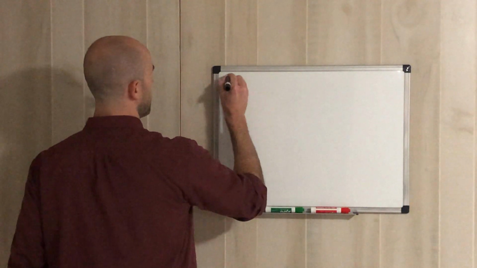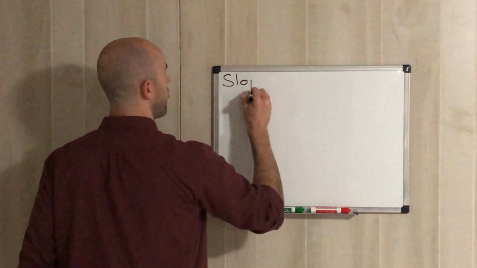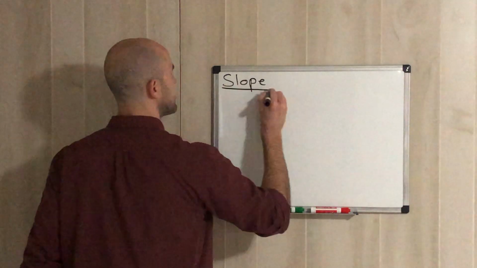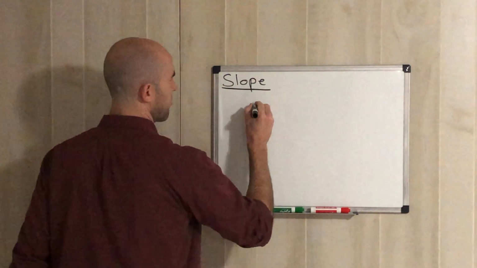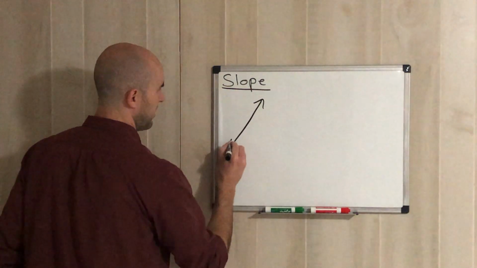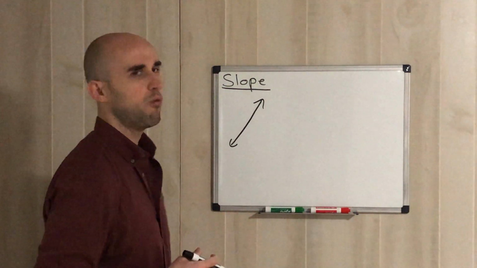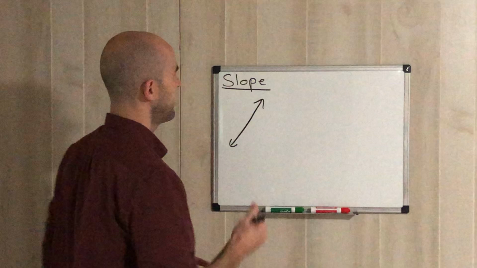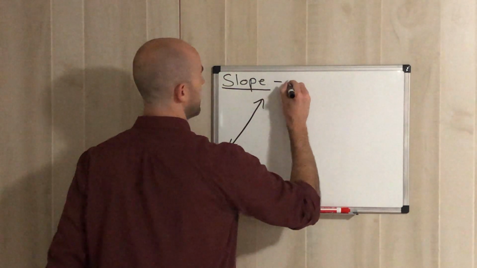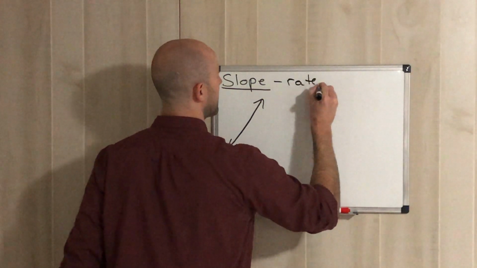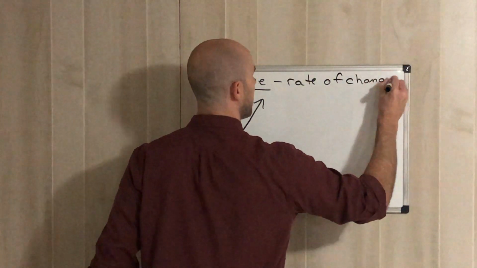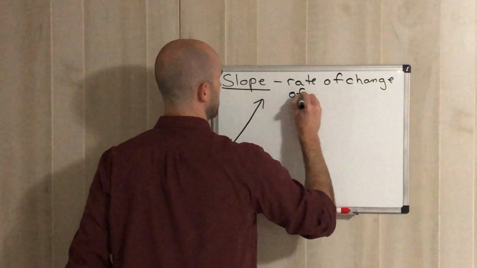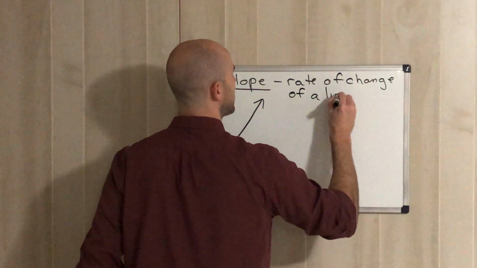And almost all of you have already seen slope or understood the concept of slope from previous classes. Slope applies to lines, right? So let's say we have a line like this. What a slope represents is the rate of change of a line. And what that means is, how is that line changing?